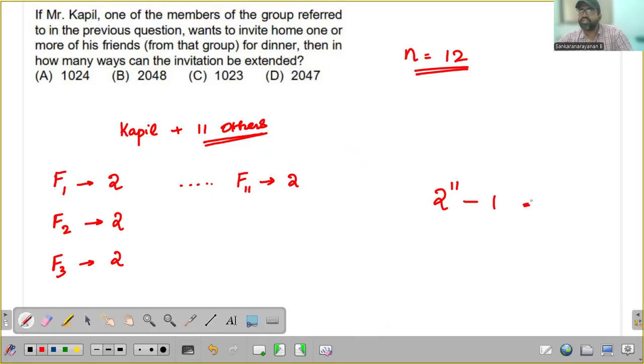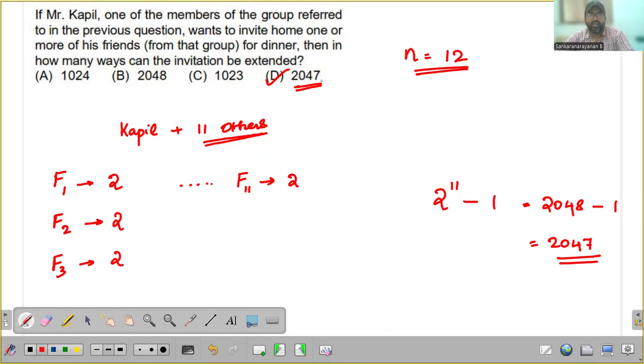2 power 10 is 1024, so 2 power 11 will be 2048 minus 1. From this 2048, you are excluding that single possibility where nobody is invited. So there you go, the answer will come here as 2047. We can say option D, it reads 2047, and that is my final answer.